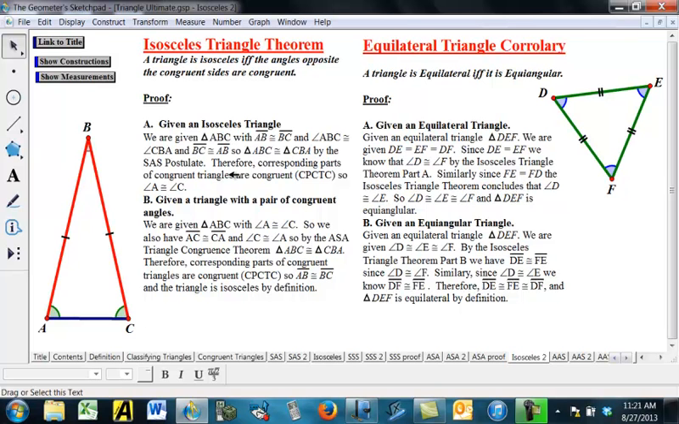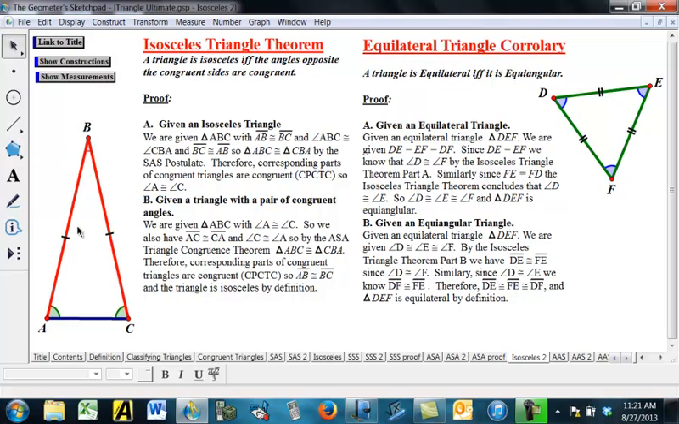So part A is the part we already did. Part B is going backwards. So if we're given that there's a pair of congruent angles, can we prove that this triangle must have a pair of congruent sides? And we can. The way you do it is you show that this blue side is congruent to itself, and then this angle A is congruent to angle C, and then the side's congruent to itself, and then angle C is congruent to angle A. So again, this triangle is congruent to itself with a reflection, but it's proved by the angle side angle theorem, and therefore corresponding parts of congruent triangles are congruent, so the two sides are congruent.